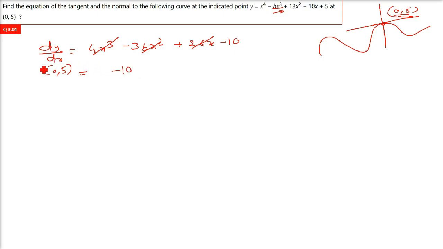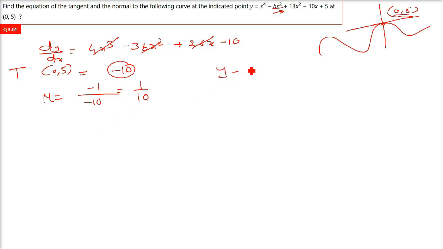And this is the dy by dx or the slope of the tangent. What is the normal slope? Just put -1 and place this -10 in the denominator. So we get 1 by 10. So tangent is this slope and normal is this. So we'll make two equations.